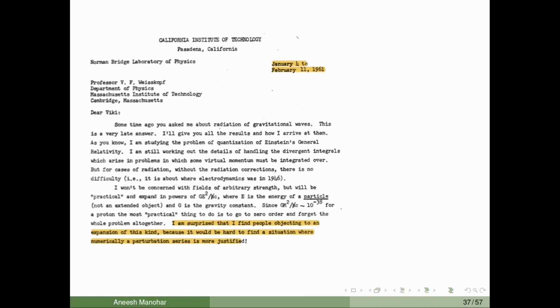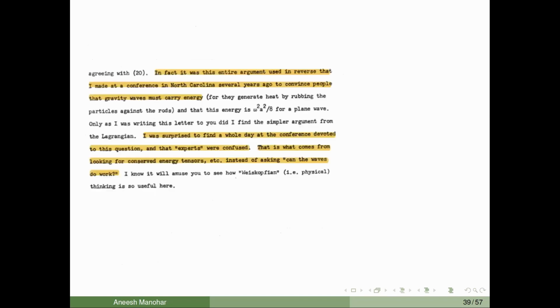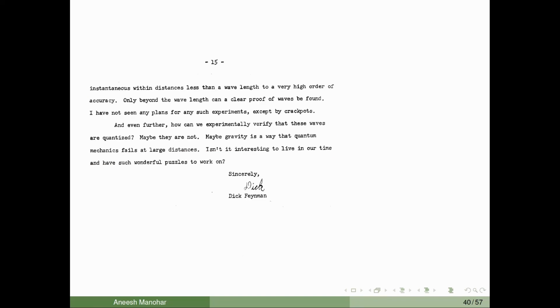I'm not going to go through the whole thing. This is page 13 of the letter, where he's computing gravity waves going past an oscillator and getting the response. And then he says, I'm surprised to find a whole day at the conference devoted to this question, that experts were very confused. This is what comes from thinking about conserved tensors instead of whether the waves can do work. And finally, maybe the last sentence is the most relevant: isn't it interesting to live in our time with such nice, wonderful puzzles to work on?